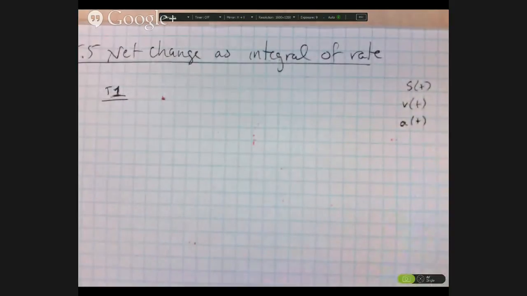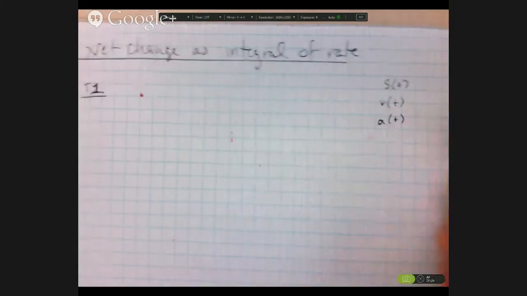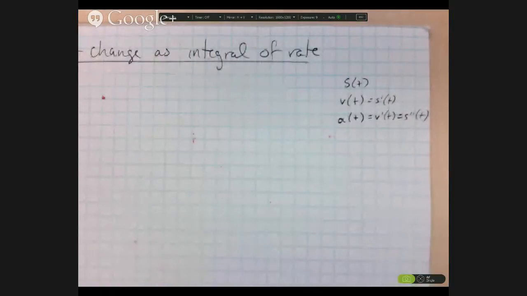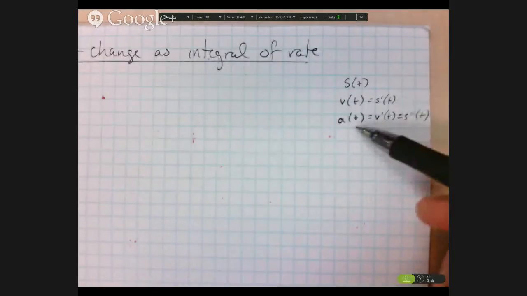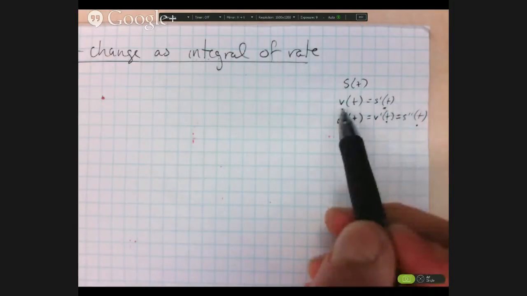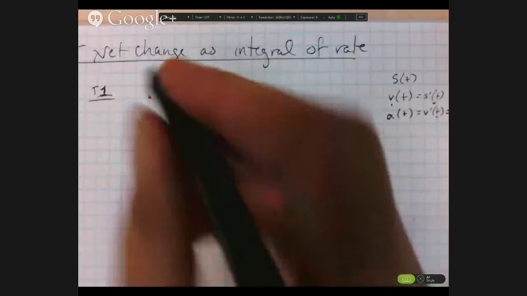You remember what those are? Sometimes you'll see them referred to in those different forms. Velocity is the derivative of position. Acceleration is the derivative of velocity, second derivative of position, right? This theorem refers to S prime, which is the velocity, correct? Right. Indeed, thank you for that.